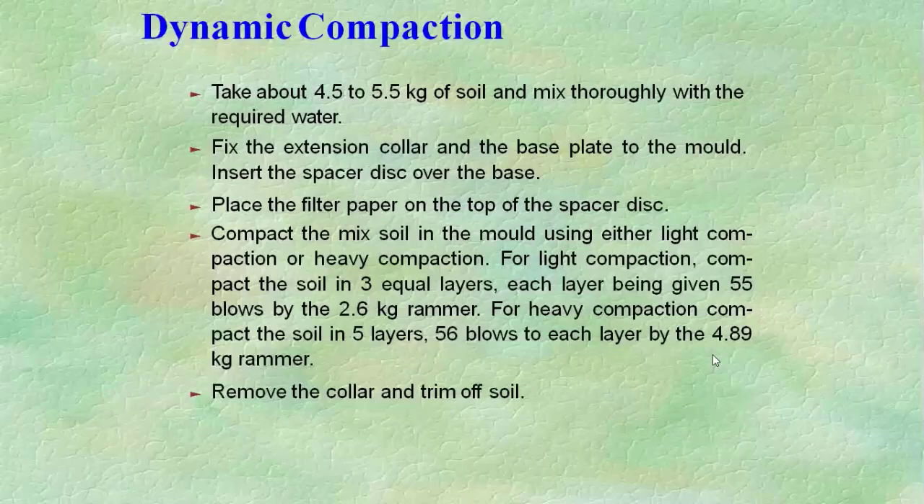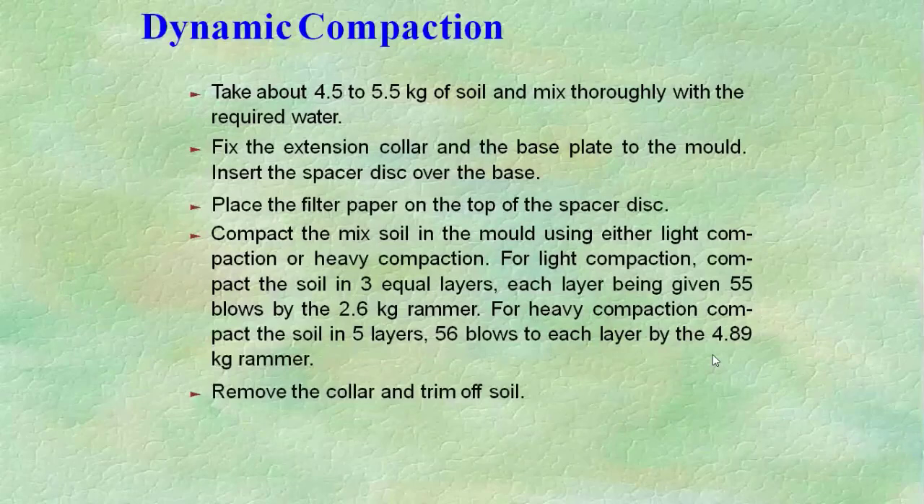After placing the mold, compact the mixed soil in the mold using either light compaction or heavy compaction. For light compaction, compact the soil in 3 equal layers, each layer being given 55 blows by the 2.6 kg rammer. For heavy compaction, compact the soil in 5 layers, 56 blows to each layer by the 4.89 kg hammer.